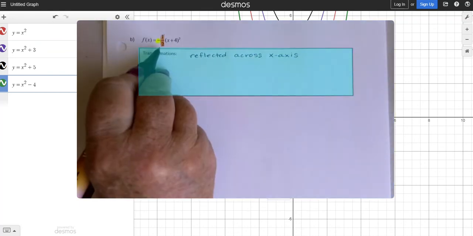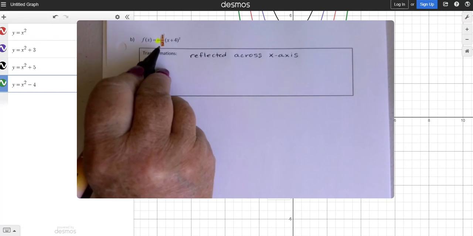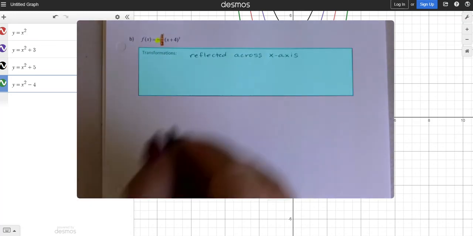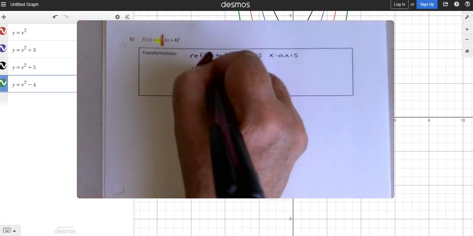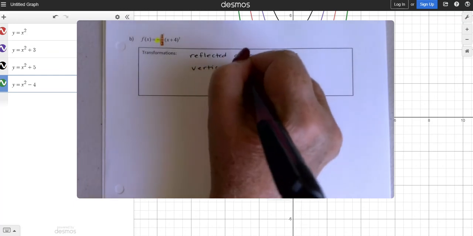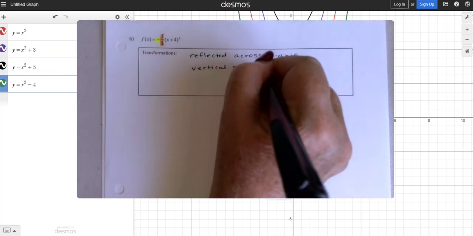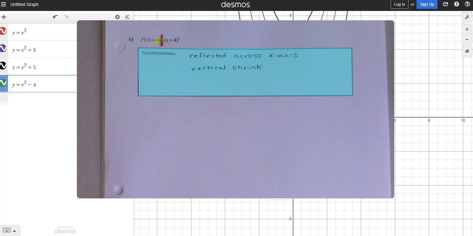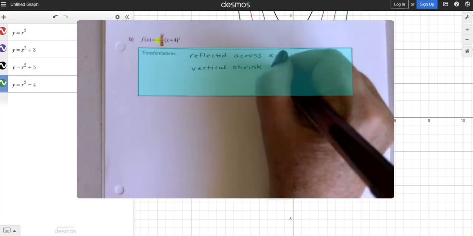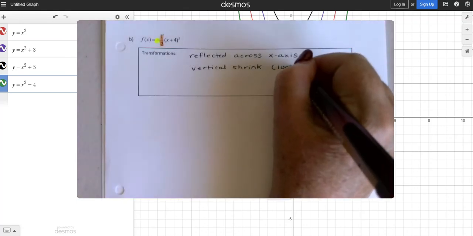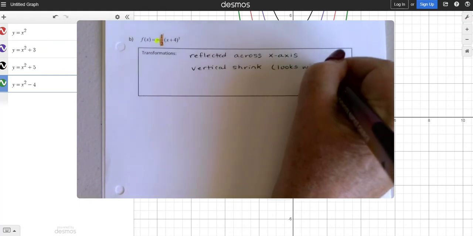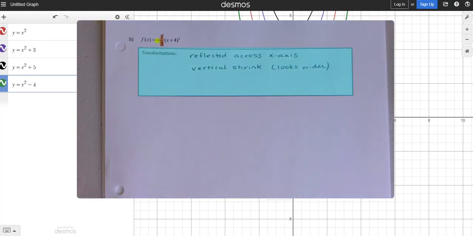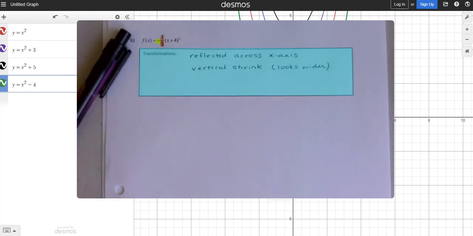And then the multiplier of 1/2. Since that multiplier is smaller than 1, this is going to be a shrink in the vertical direction, or I might just say it's a vertical shrink. Visually, it's going to make it look wider, but that's only because my y values have been shrunk, so it doesn't go up as fast. All right, we got one more thing going on here.